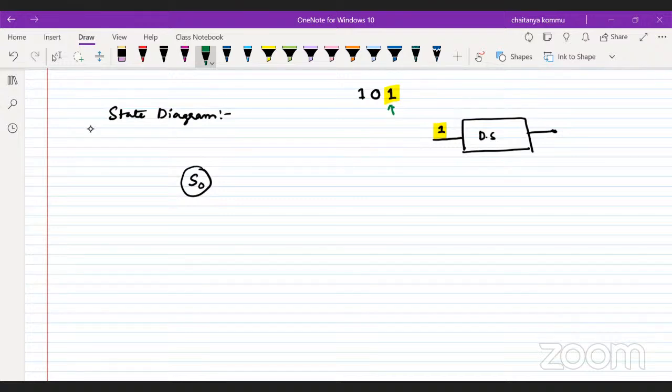1 is a valid bit. Valid bit is the one word I'm writing. For example, instead of 1, 0 has come. Is it a valid bit in a given sequence? This is my given sequence.